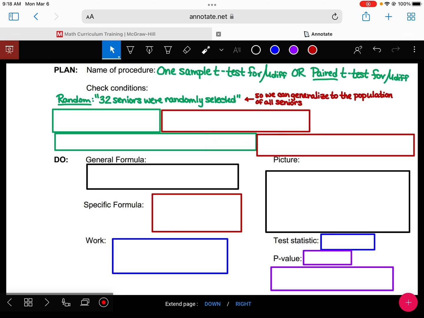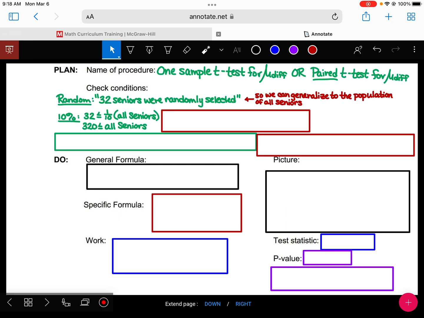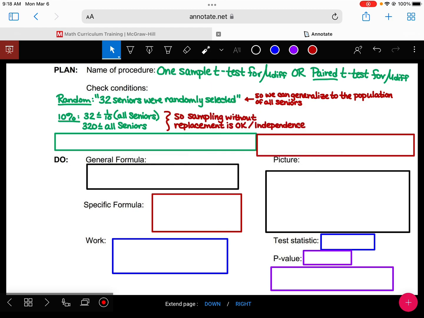What's our next condition? 10%. Do we meet that one? Yes. There need to be at least 320 seniors in order to get our 10%. We are kind of making that assumption, but we're showing that we're checking that there. Why do we need our 10%? Yes, we need to check that sampling without replacement is okay. That means that we have an independent random sample.